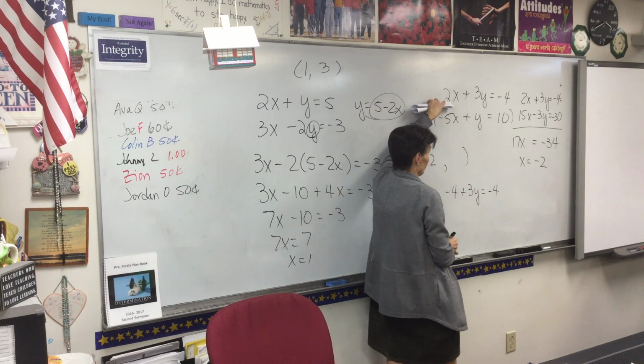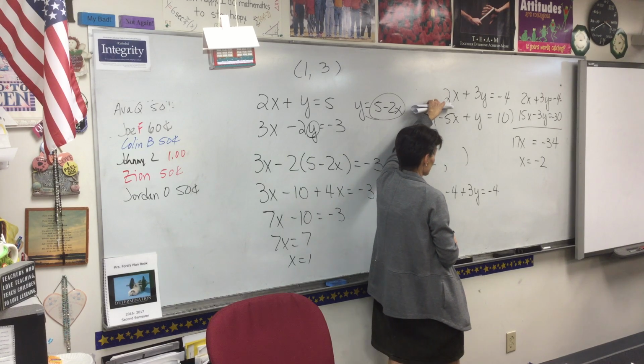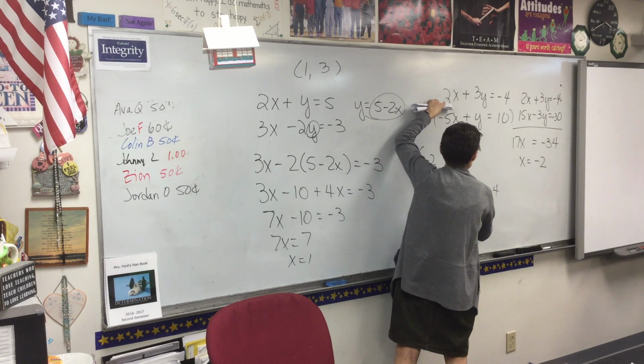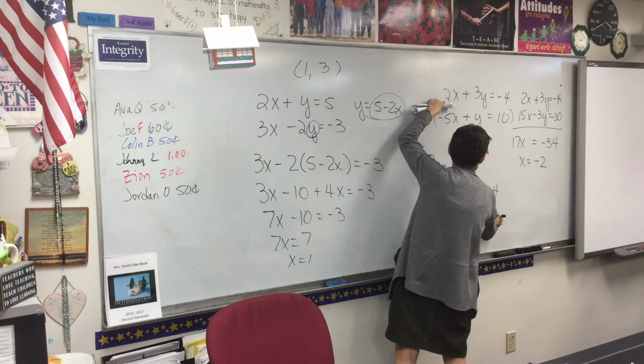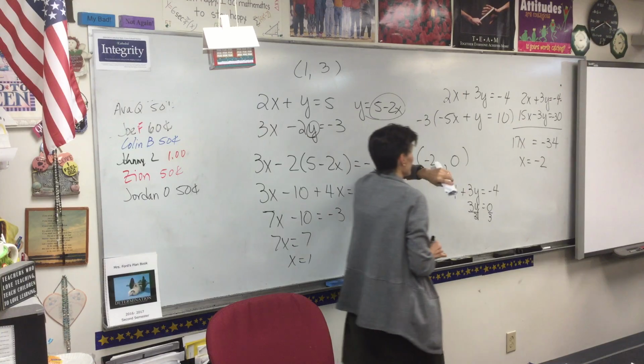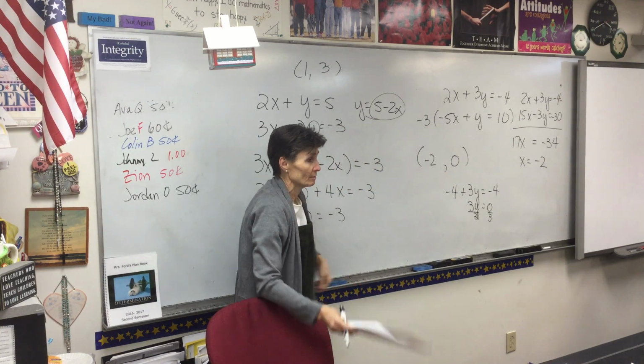Oh, this blew some of you away on the quiz. This says 3y equals 0, which means y equals 0. There's nothing wrong with that. You can have zeros.